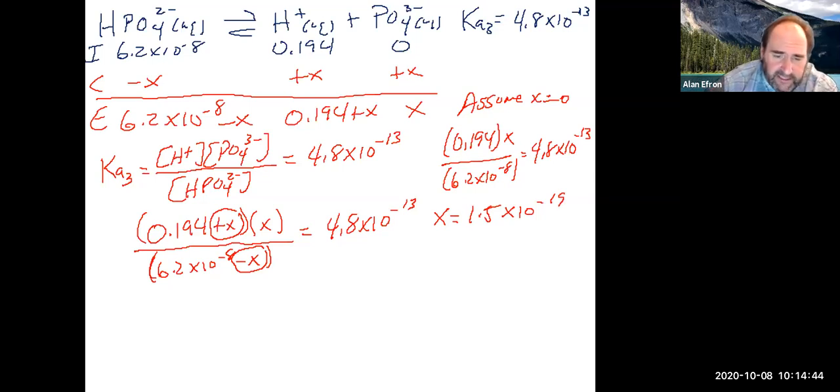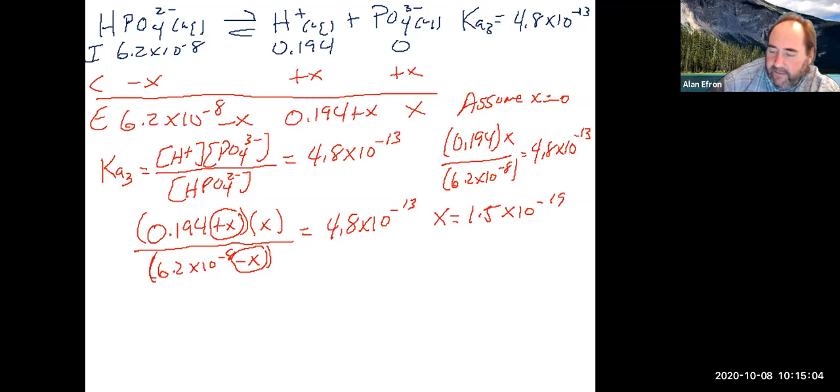Again, we should probably check that. So we'll divide it by 0.194 and see how we do. I think we should be okay at this point. We are nowhere near 1%. If you want to divide it by both numbers, you should also be okay.